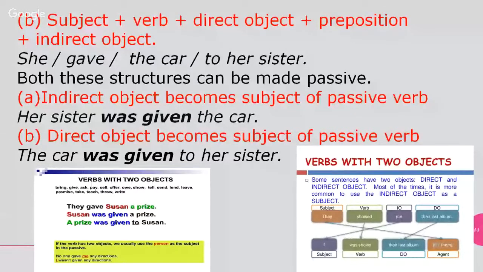Verbs with two objects: bring, give, ask, pay, sell, offer, owe, show, tell, send, lend, leave, promise, take, teach, throw, write. These are some of the verbs which take two objects. They gave Susan a prize. Susan is the indirect object. A prize is the direct object. Susan was given a prize, or you can say a prize was given to Susan. Both are correct. If the verb has two objects, we usually use the person as the subject in the passive. No one gave me any directions. I wasn't given any directions.